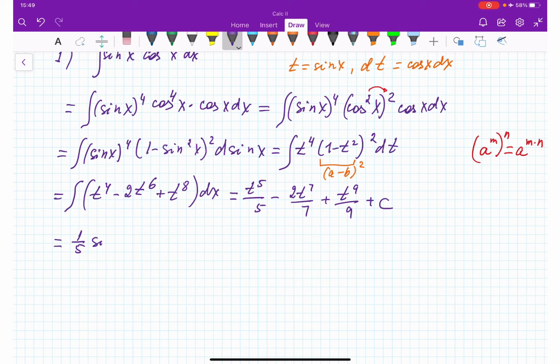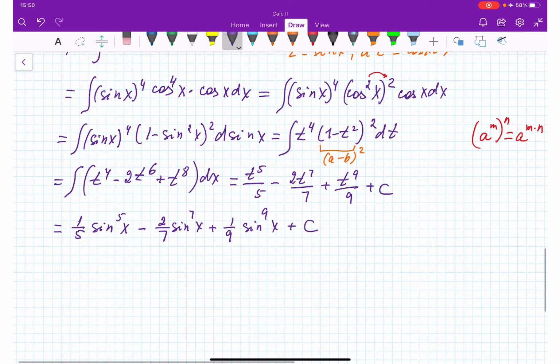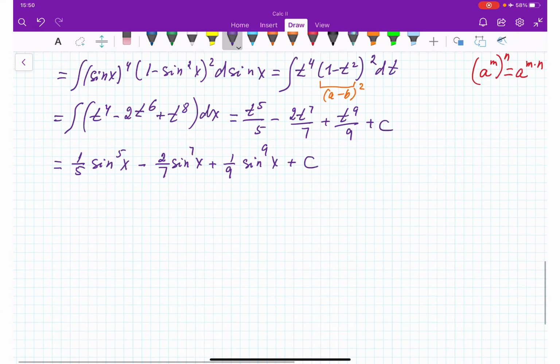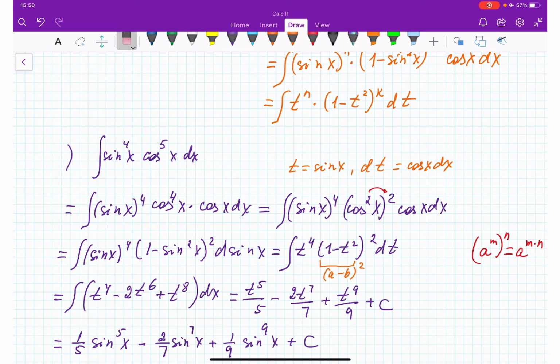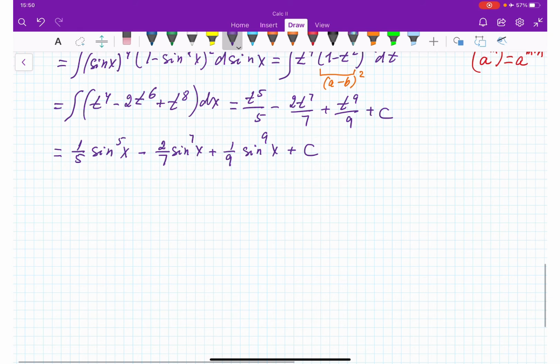And if we plug back substitution, we are getting 1/5 sin x to power 5 minus 2 over 7 sin x to power 7 and plus 1 over 9 sin x to power 9 and plus c. Okay, let's do next one, number 2. Okay, this is number 2 already because we solved previously, remember? And this will be number 3.